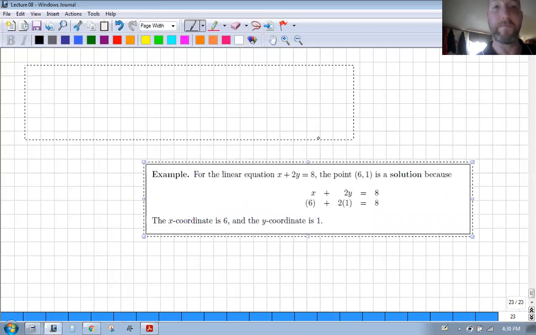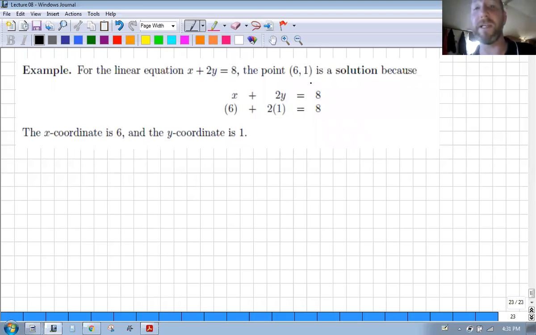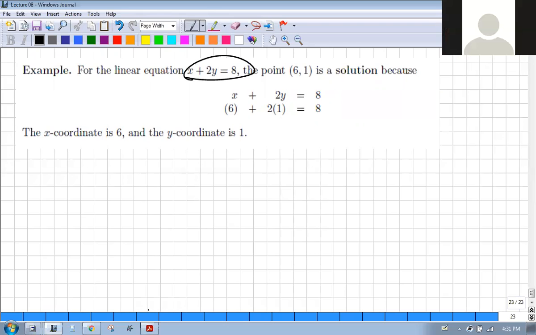For this equation, the point 6,1 is a solution because if you take the 6 and plug it in for x and the 1 in for y, the left-hand side equals the right-hand side, right? 6 and a 1, 6 plus 2 is 8. Does that make sense? All right, it's not the only solution. There's an infinite number of solutions.